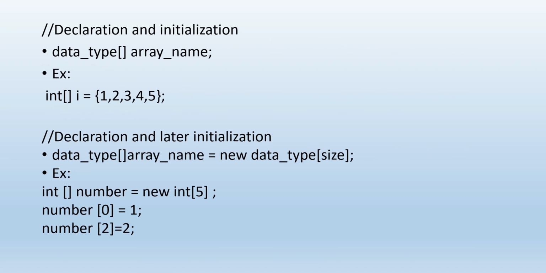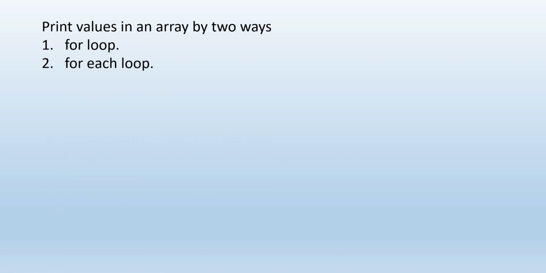The declaration and initialization is, see here, the data type, square braces open and close, and we can give the name. For example, int[] i equal to, and we can assign multiple values. Another way is declaration and later initialization. First we declare with the new keyword, and after that we can add the values into the array. We can print values in an array in two ways, by using the for loop and the for each loop.